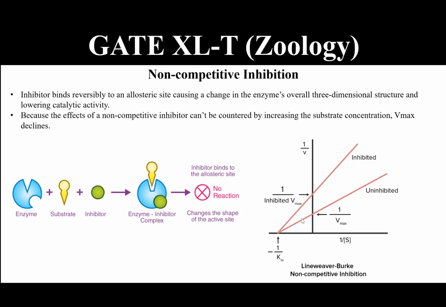Now here, because the effects of a non-competitive inhibitor can't be countered by increasing the substrate concentration, the overall Vmax declines. This can be seen in the graph in the form of a constant -1 by Km, that is, the affinity does not change. However, since Vmax declines, there is an increase in the 1 by Vmax value, which can be seen in this graph here in the inhibited line.